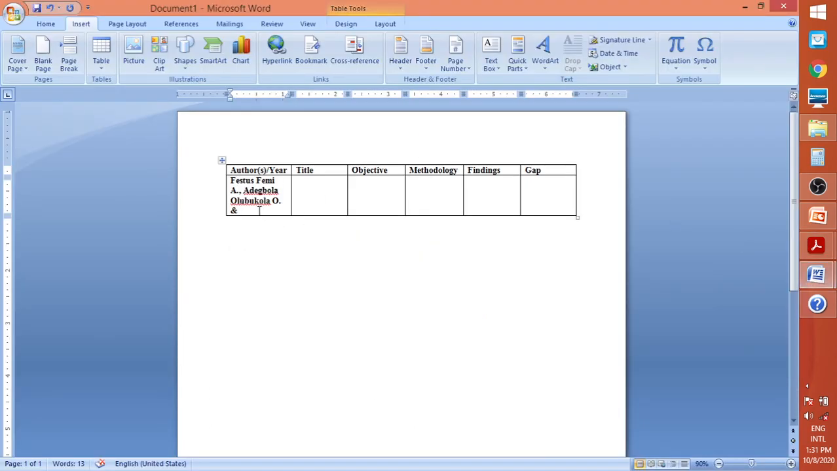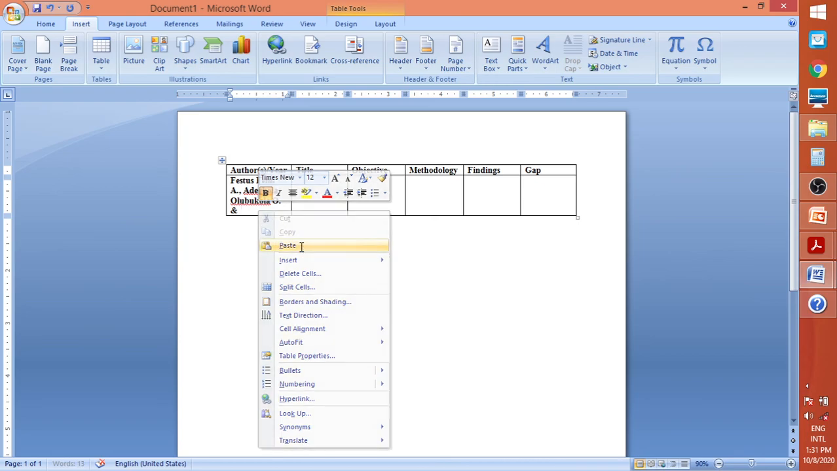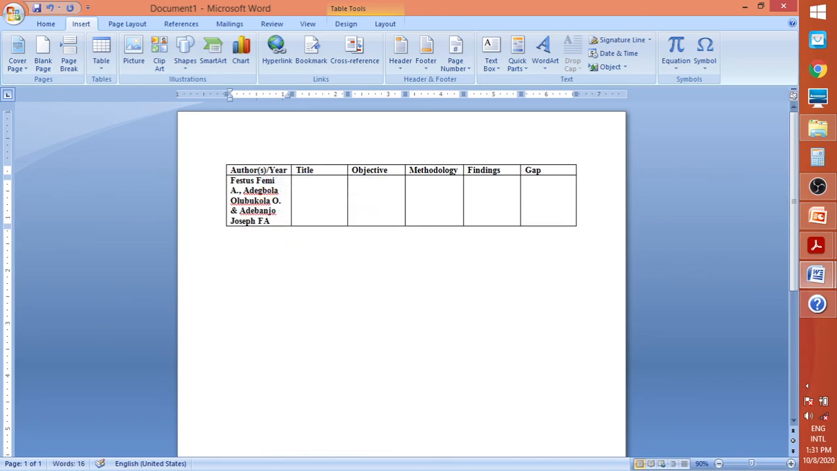And have it fixed right here. Remember, I want the last name to be on initials. So after getting their names, next thing is for us to get the year of the publication.